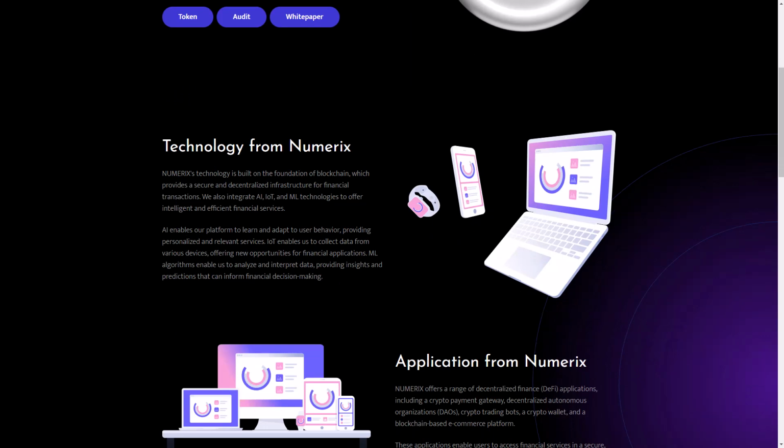They have a lot of features like staking, swapping, dApp wallet, Num launchpad, and locker, and they generate the token. Numerix technology is built on the foundation of blockchain, which provides a secure and decentralized infrastructure for financial transactions, and they also integrate IoT and ML technology to offer intelligent and efficient financial service. AI enables our platform to learn and adapt to user behavior, providing personalized and relevant service. IoT enables us to collect data from various devices, offering new opportunity for financial applications, and ML algorithms enable us to analyze and interpret data, providing insight and prediction that can inform financial decision making.